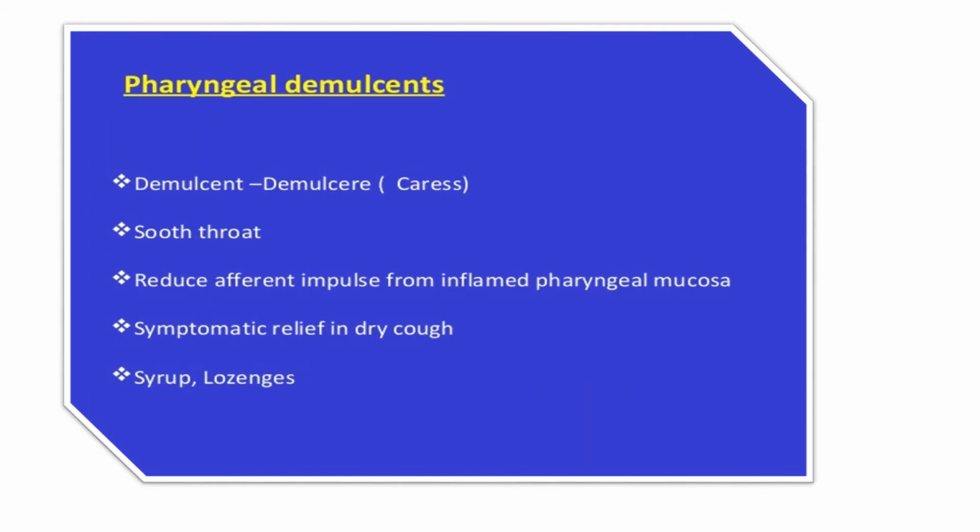Coming to pharyngeal demulcents, that is the peripherally acting antitussives. Demulcents are usually given for sore throat. These give a soothing effect to the pharyngeal and laryngeal mucosa and help in symptomatic relief in dry cough. The dosage forms include either syrups or lozenges.